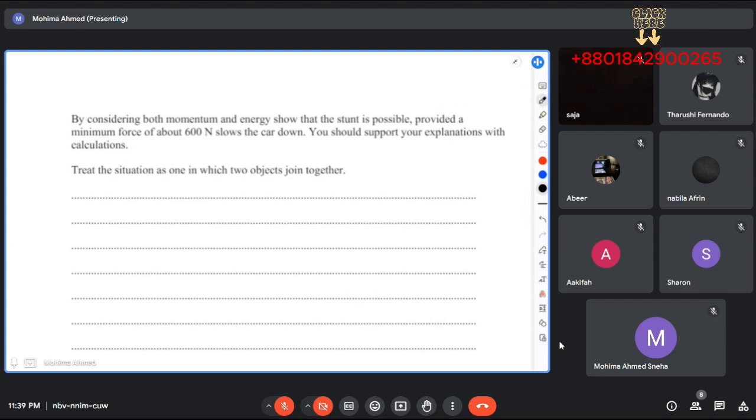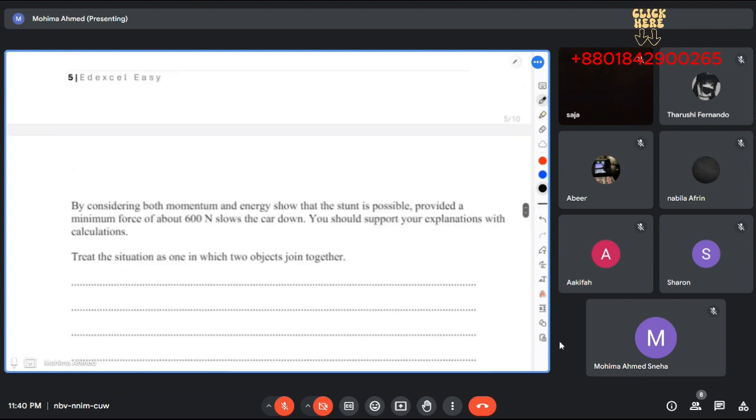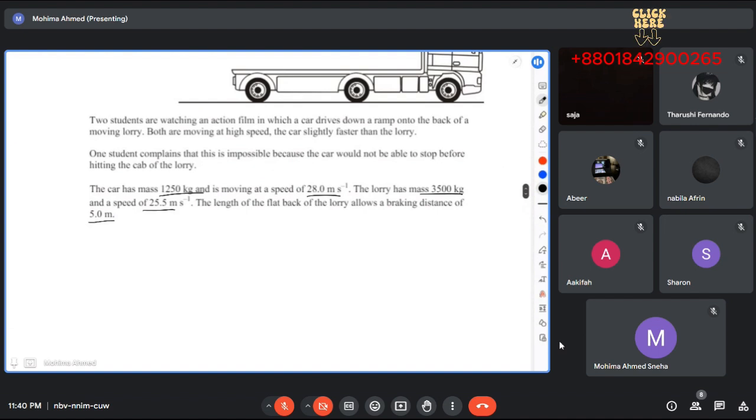Before collision, they were moving in the same direction separately, and after collision, they combine together and start moving in the same direction with a combined velocity. Now let's do the calculation to check if that 5 meter distance is enough for that car to come to rest from 28 meters per second to zero over a 600 Newton force applied onto the car. These were the informations given in the question.